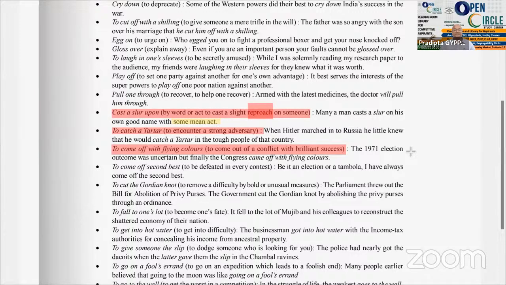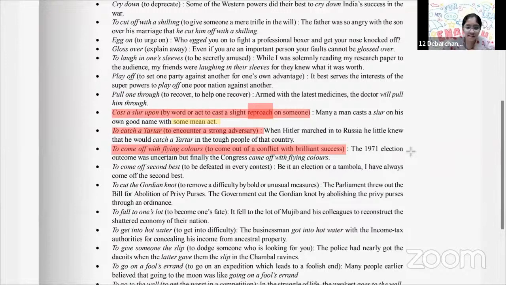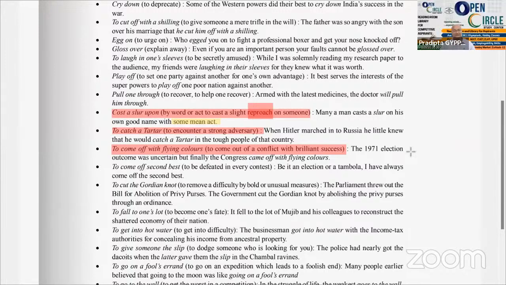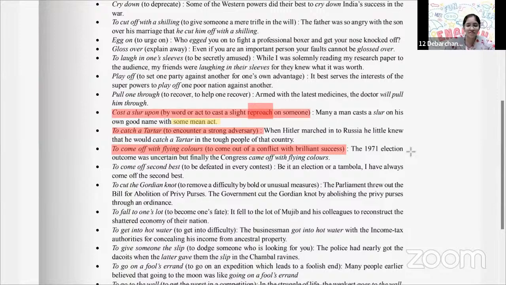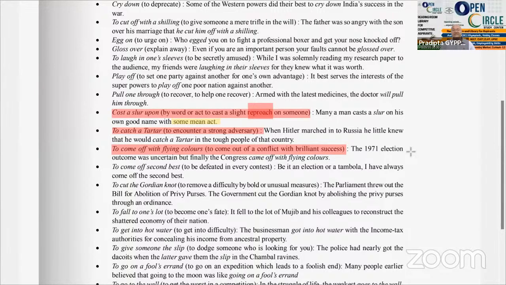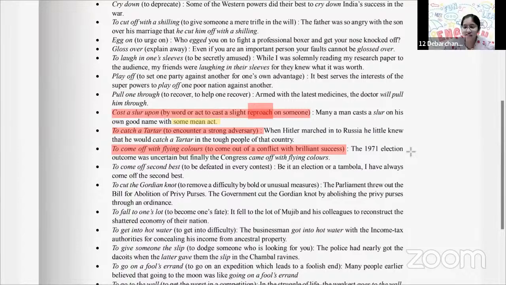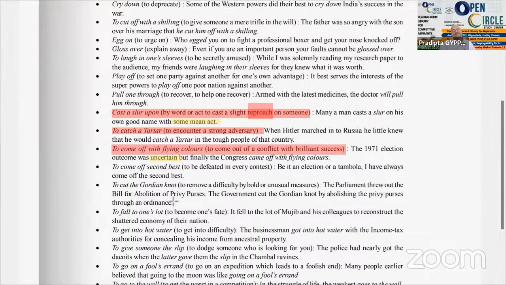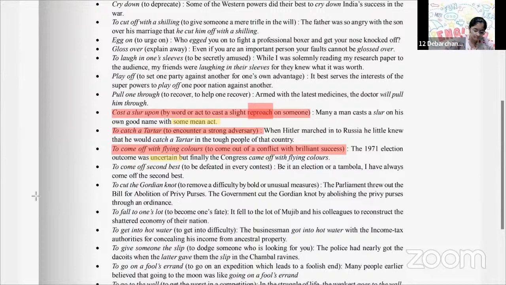Next one: to come off with flying colors, to come out of a conflict with brilliant success. Sir, it means to achieve great success. Now the sentence: The 1971 election outcome was uncertain, but finally the Congress came off with flying colors. Uncertain means unsure. Nobody knew what would happen in the 1971 election. But finally, Congress came off with flying colors, means Congress became victorious. It won. Understood? Yes, sir. Okay.